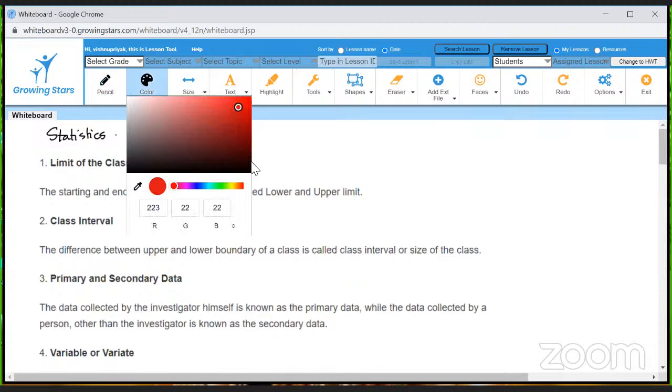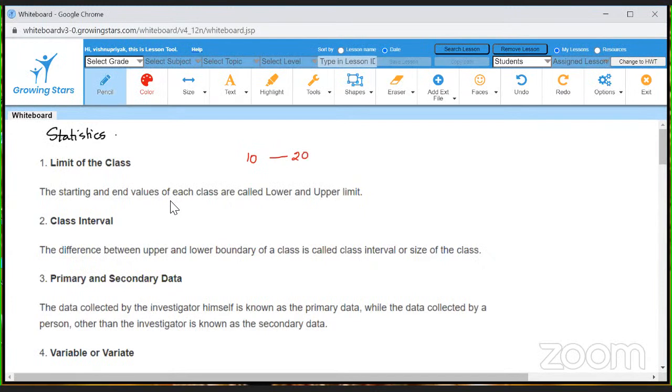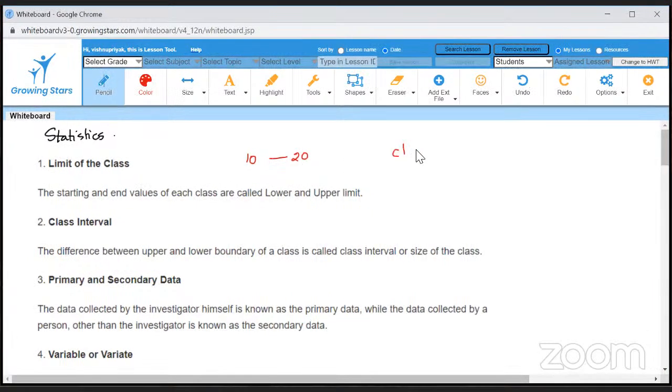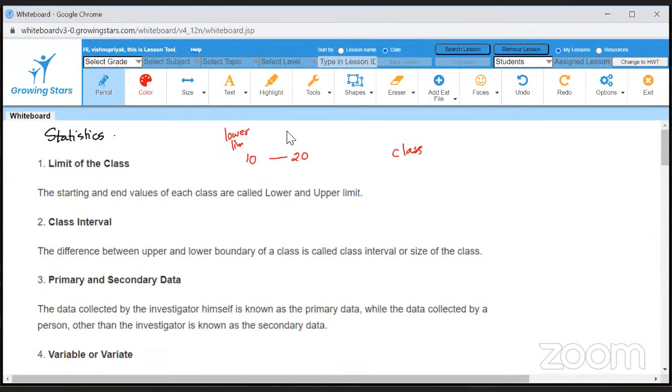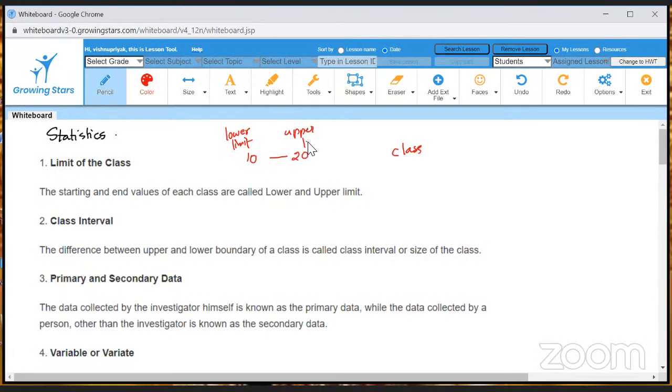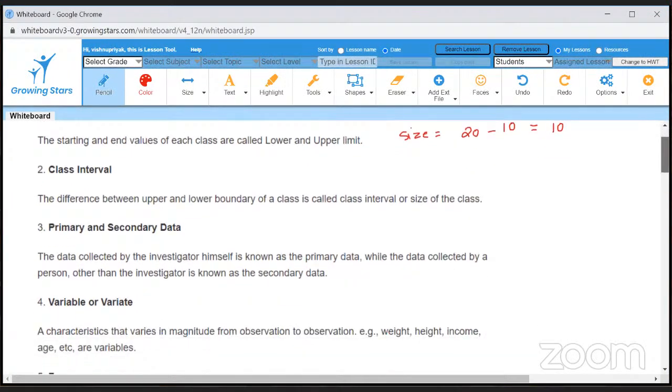Suppose if I write 10 to 20, this is called class. It is called class interval. In this class interval, this is called lower limit of the class, and this is called upper limit of the class. The size of the class interval will be from 20, you subtract 10. 20 minus 10, 10 is the size of the class interval.